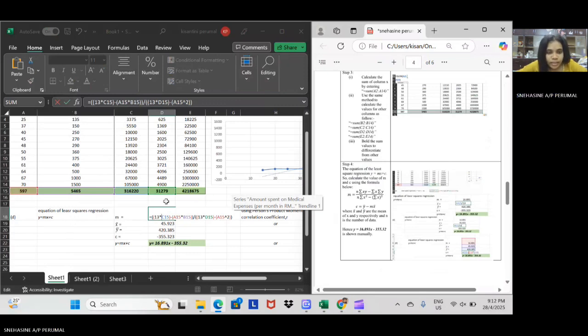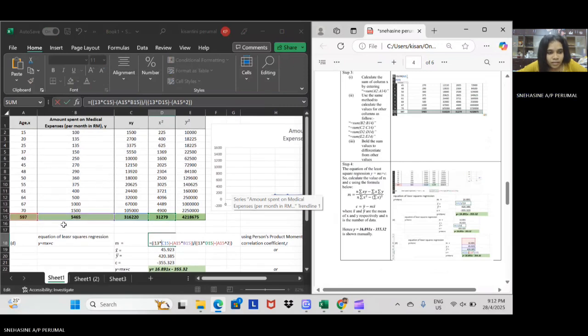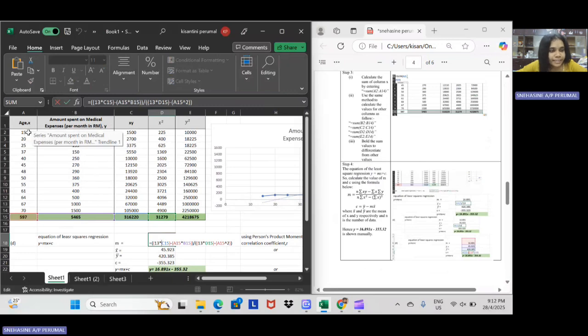So the data, for the n, they got 13 data. So the n will be the bilangan. So the bilangan is 1 2 3 4 5 6 7 8 9 10 11 12 13. So we got 13. So the n will be 13.